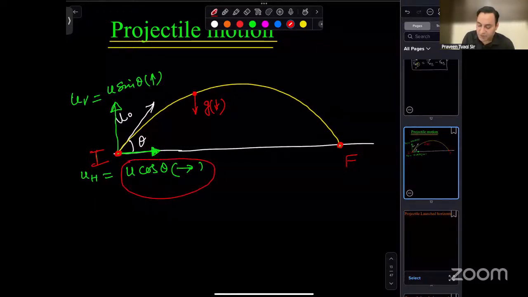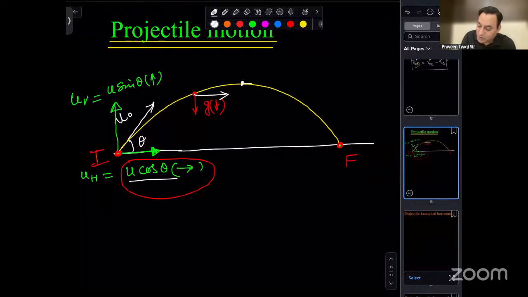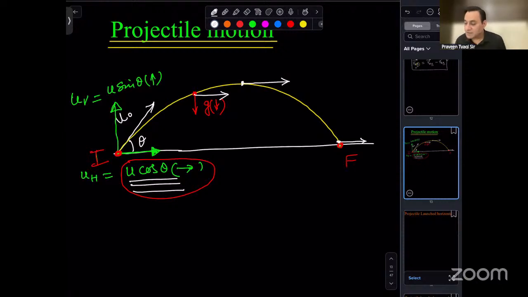It will not change. Why will it not change? Because there is no horizontal acceleration. So if I find out the time of flight from I to F, for how much time it was in air, at all times the horizontal velocity of this body remained constant, and it was u cos theta. At the highest point also, the horizontal velocity will remain u cos theta. Just before hitting the ground also, the horizontal velocity will be u cos theta. Please try to understand this.